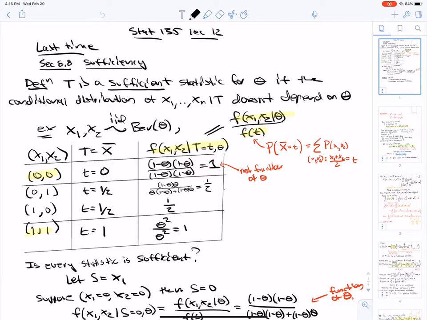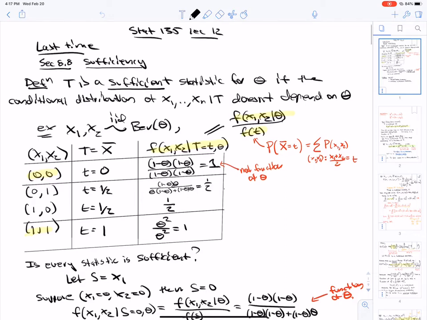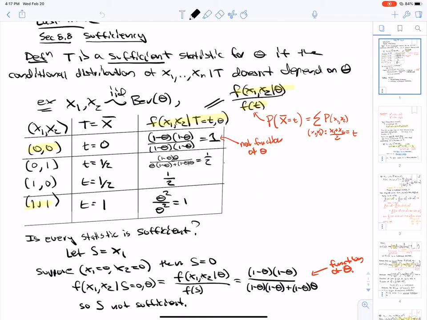Last time we started talking about sufficiency. Remember that T is a sufficient statistic for theta if the conditional distribution of x1 to xn conditioned on T doesn't depend on theta. So for example, if x1 and x2 are IID Bernoulli theta, notice that the conditional distribution for x1 and x2 conditioned on T here does not depend on theta.